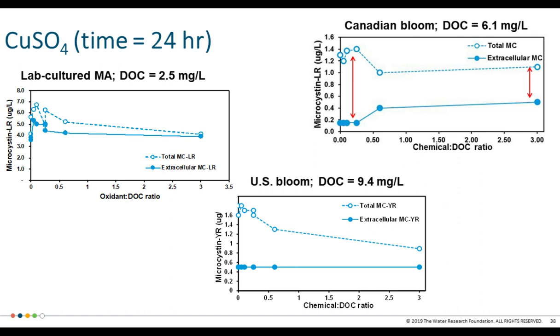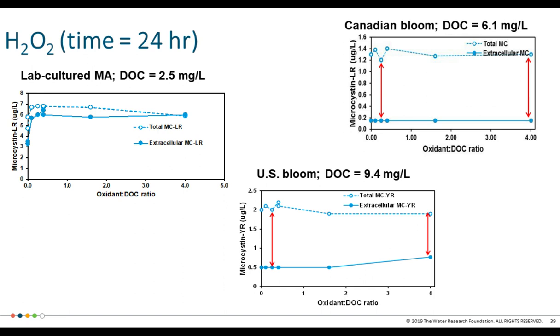So we can see for the US bloom, for example, we are seeing a reduction with higher oxidant-DOC ratios. We are seeing actually a reduction in the toxin concentration, but for the Canadian bloom, we can see there were still total cells left within our system.